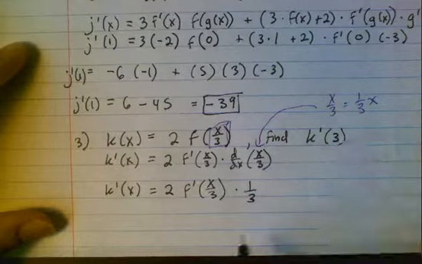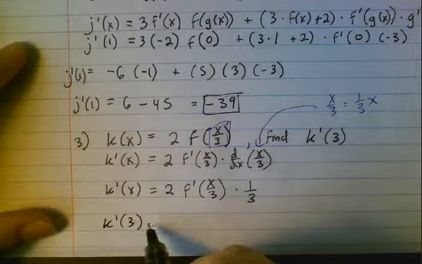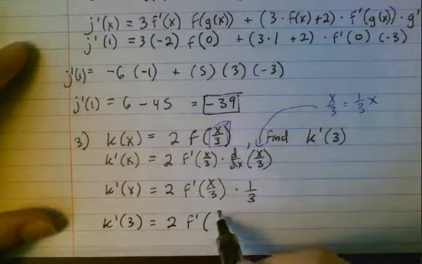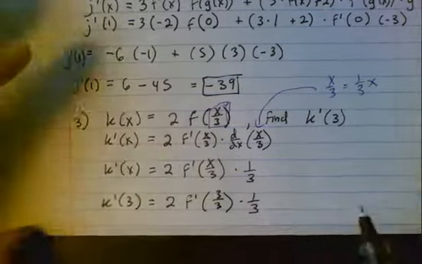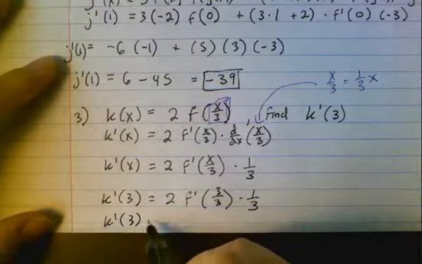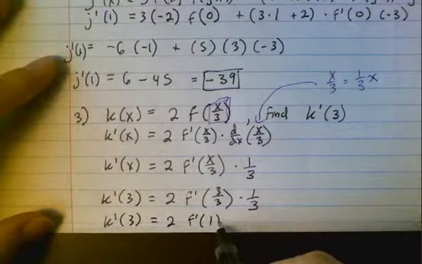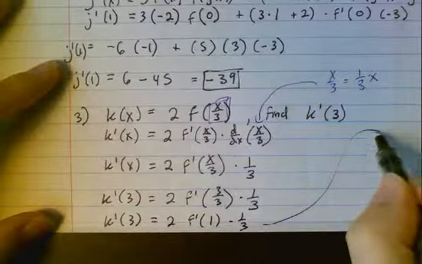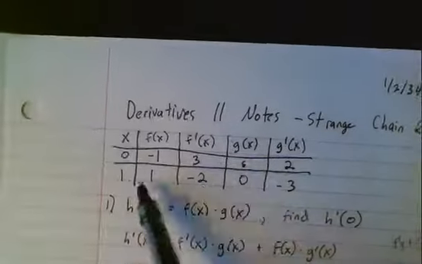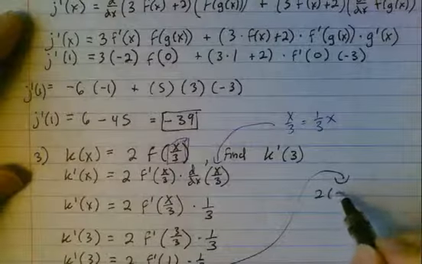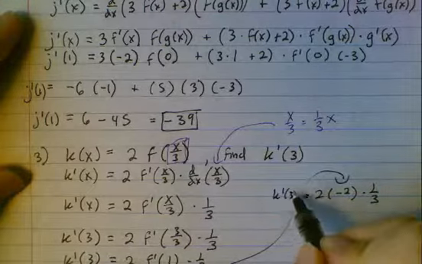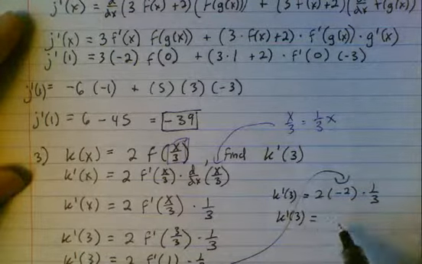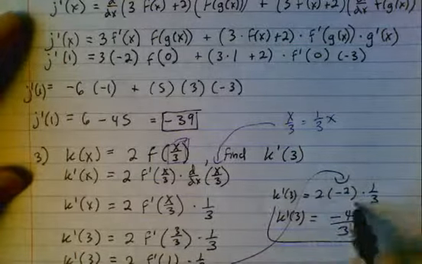Now I'm going to put this 3 in for x and see what happens. Well, I know that 3 over 3 is just 1, so k prime of 3 is 2 times f prime of 1 times 1/3. I know if I go up here when x is 1, f prime of 1 is negative 2. So I've got 2 times negative 2 times 1/3. Or negative 4/3.